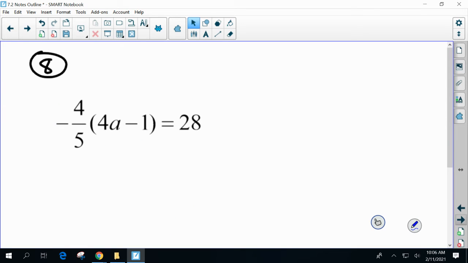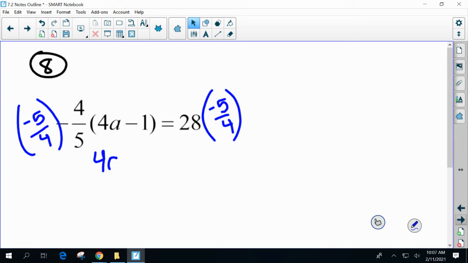Okay, number 8 is a little different because we have a negative fraction in front. I like to keep my negative. You either have to choose the numerator or the denominator to put it with, because if you put it with both of them, then you would create a positive number. So I'm going to just keep my negative with my numerator. So I'm going to multiply by a negative 5 over 4 on both sides.